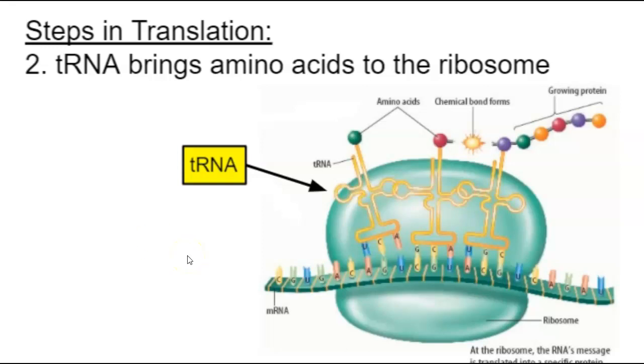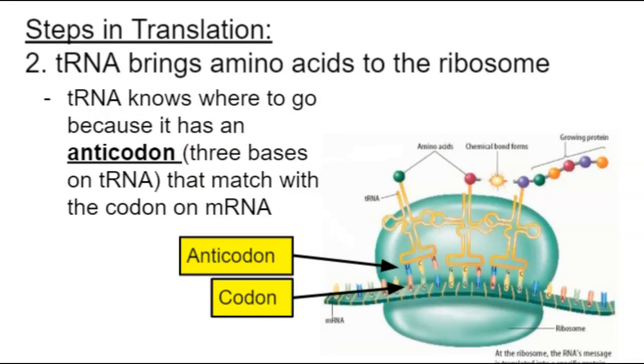So how does the tRNA know where to go then? That's our next question. Well, the tRNA knows where to go because it's got letters that connect. These letters, write this down. These letters are called an anticodon. Anti means not or against. So basically, it's got 3 letters that match with the correct codon.